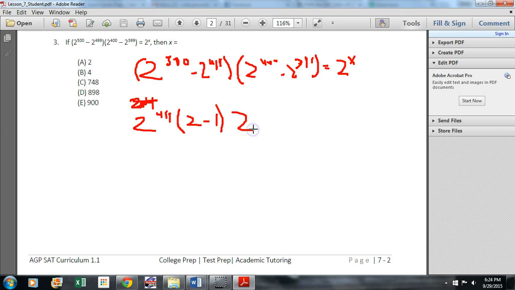So we're going to do the same thing over here. We're going to pull 2 to the 399 out. So we're just factoring is all we're doing. So then we're left with 2 minus 1, equals 2 to the x power. So that's what we've done. We just factored these out. 2 to the 499th power times 2 to the 399th power. This is what we're left with. Knowing this, we can now eliminate these, basic factoring, eliminate these bases here.